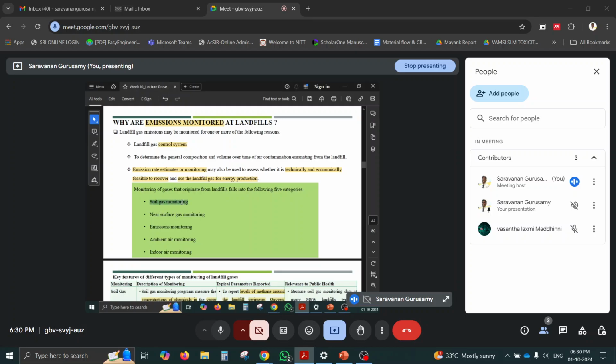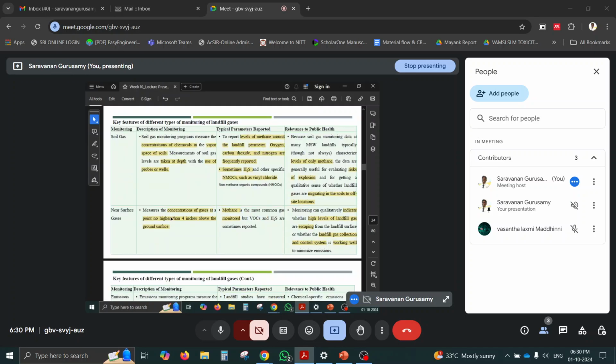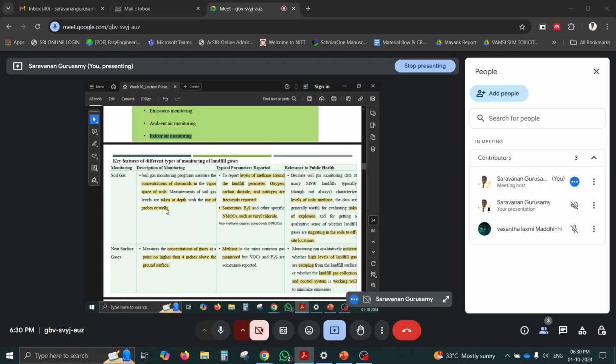One is soil gas monitoring, then near surface gas monitoring, emission monitoring, ambient air monitoring, and indoor air monitoring. That's what we are going to discuss now. You can see here, first is soil gas. We will see how we are monitoring, the typical parameters, and the relevant public health aspects. In soil gas, we measure the concentration of chemicals in the vapor space of the soil.